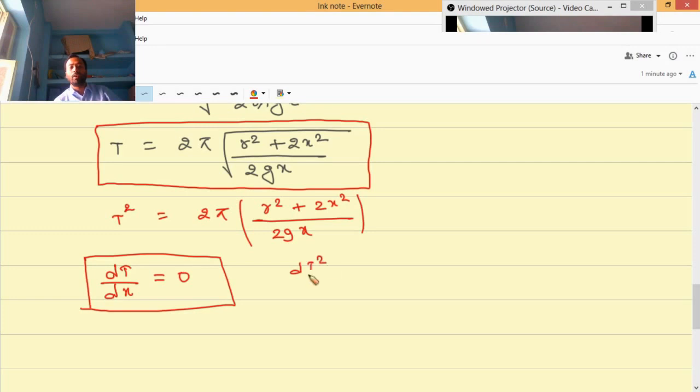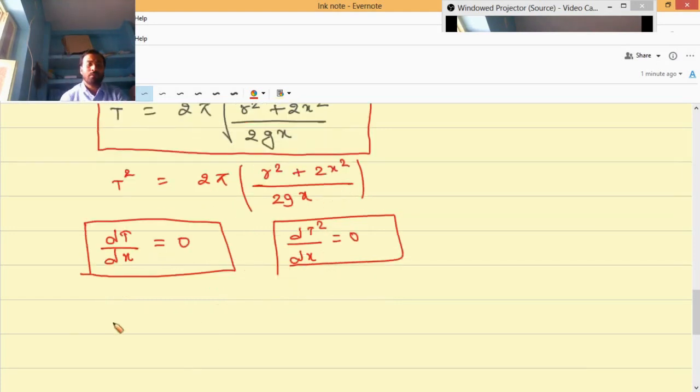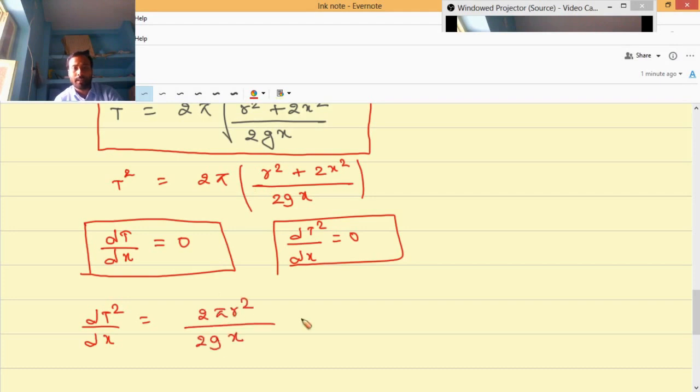So for that case we can also do dt, that is, differentiation of t square with respect to x equals 0. It will be the same as this value only. So we will do it for t square. So now d(t square)/dx will be 2 pi r square divided by 2gx plus 4 pi x square divided by 2gx. So the 2 value cancelled, again here 2 will be there only.